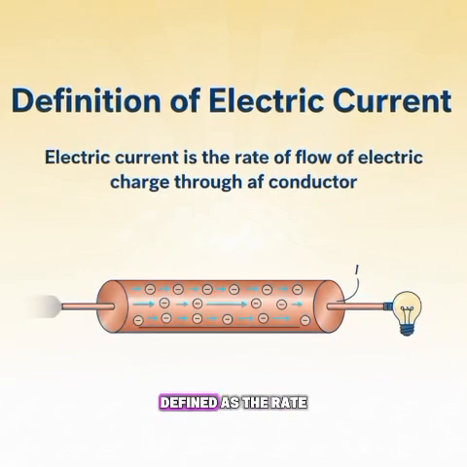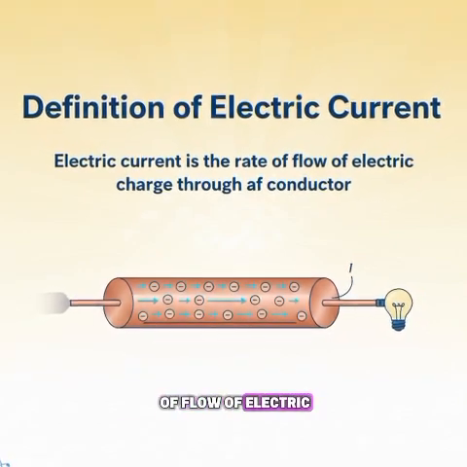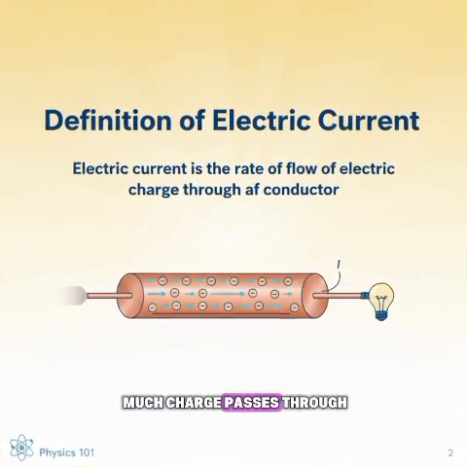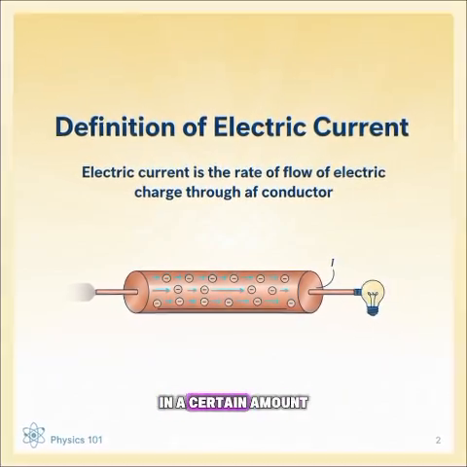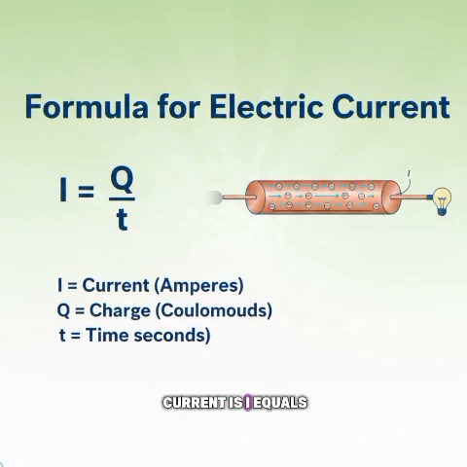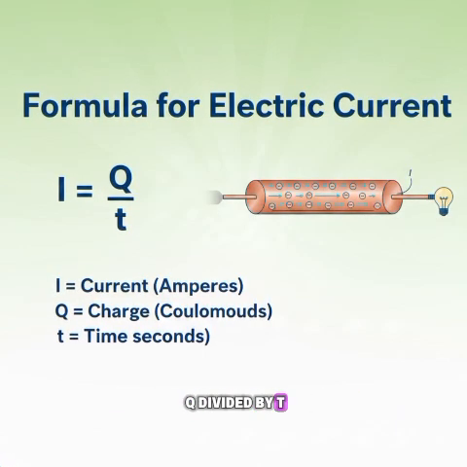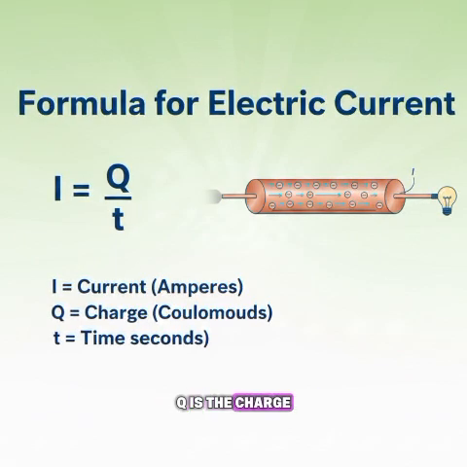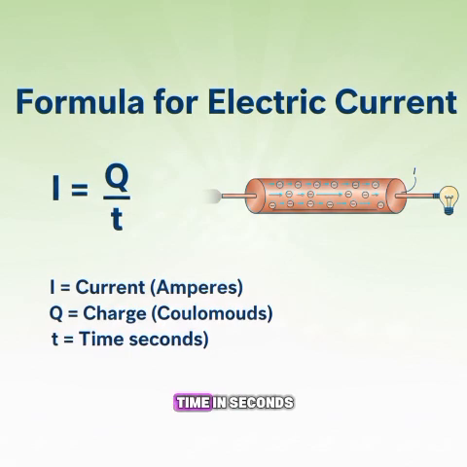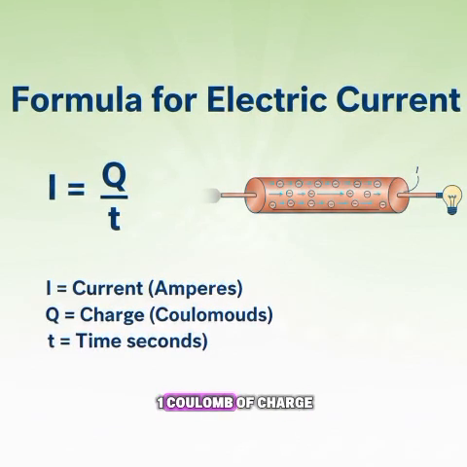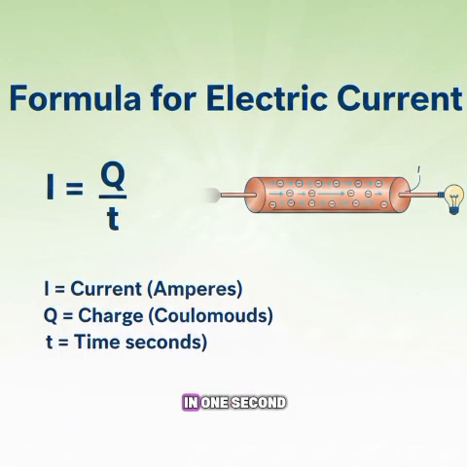Electric current is defined as the rate of flow of electric charge through a conductor. In other words, it tells us how much charge passes through a point in a circuit in a certain amount of time. The mathematical formula for current is I equals Q divided by T, where I is the current in amperes, Q is the charge in coulombs, and T is the time in seconds. This means that 1 ampere is equal to 1 coulomb of charge passing through a conductor in 1 second.